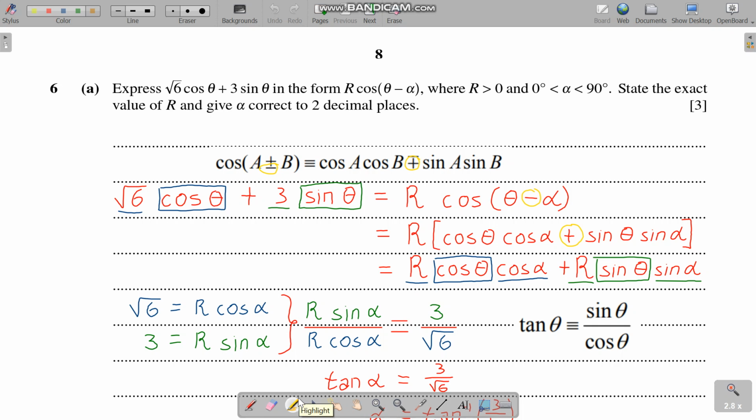Express root 6 cos theta plus 3 sin theta in the form r cos(theta minus alpha). The r is positive and exact. The alpha is in degrees, quadrant 1, to 2 decimal places.